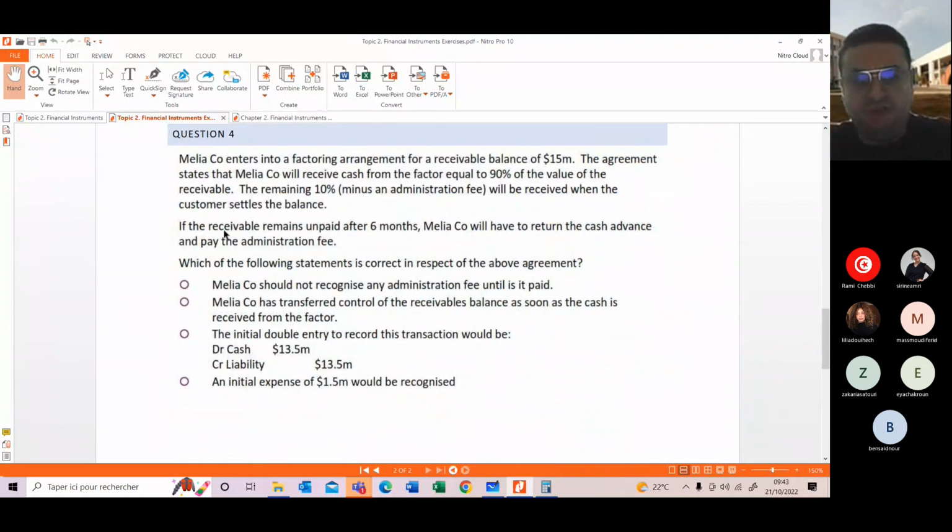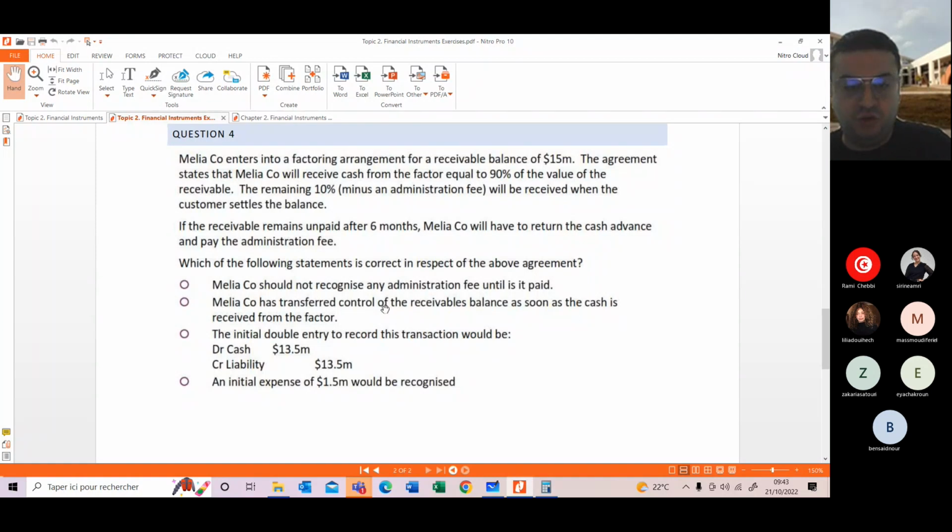Melia enters into a factoring arrangement for a receivable balance of 15 million. The agreement states that Melia will receive cash from the factor equal to 90% of the value of the receivable. The remaining 10%, minus any administrative fee, will be received when the customer settles the balance. If the receivable remains unpaid after 6 months, Melia will have to return the cash advance and pay the administration fee. Which of the following statements is correct in respect to the above agreement?